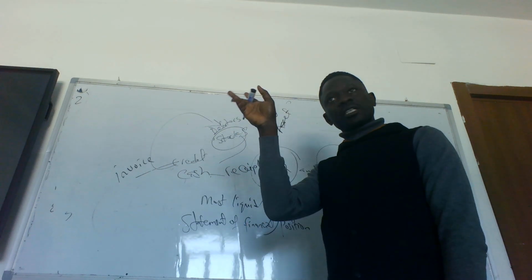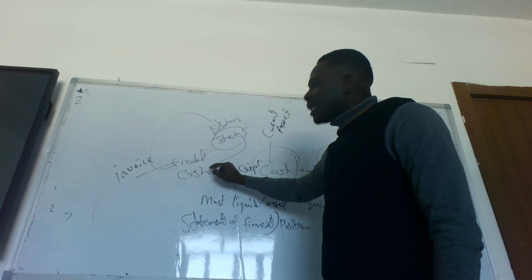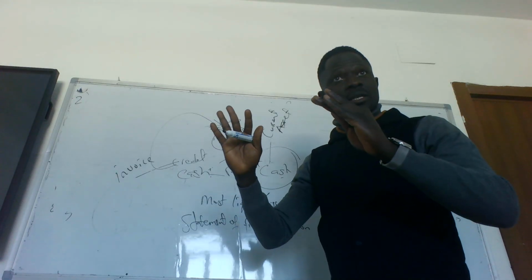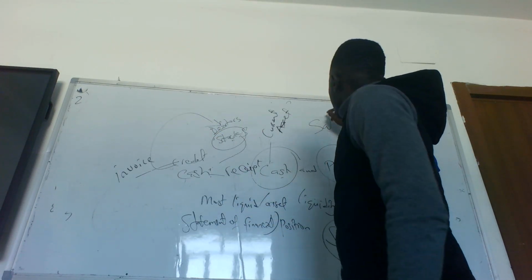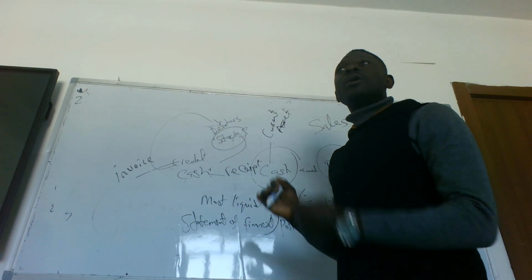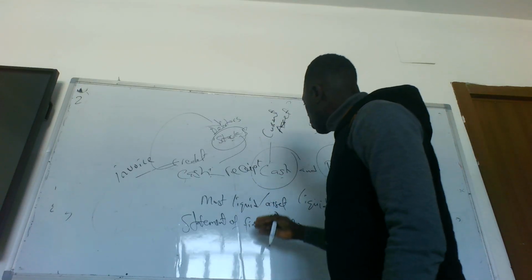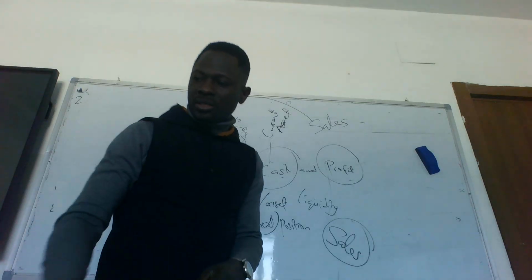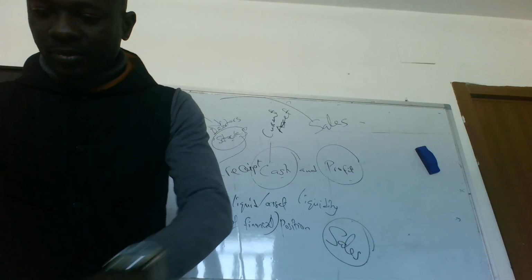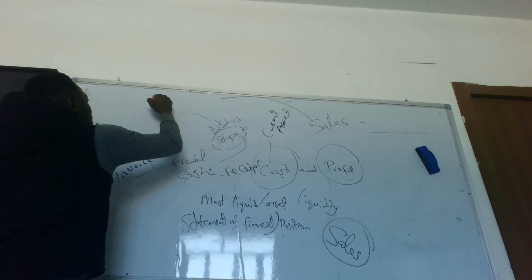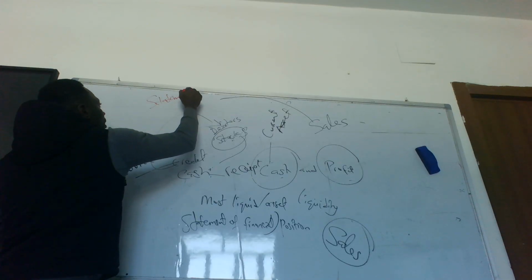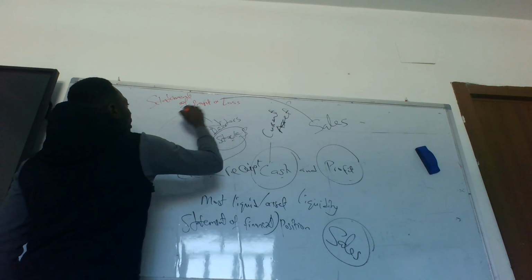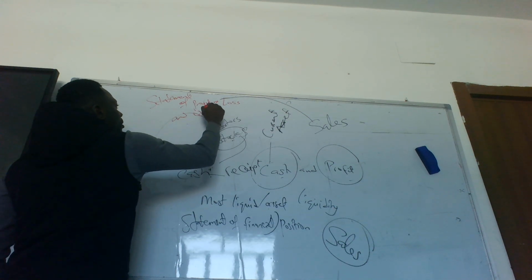Now going back to cash. As soon as you sell these goods to your customers, you record it as sales. So when you record it as sales, it doesn't come to your statement of financial position. It goes to your statement of profit or loss and other comprehensive income.